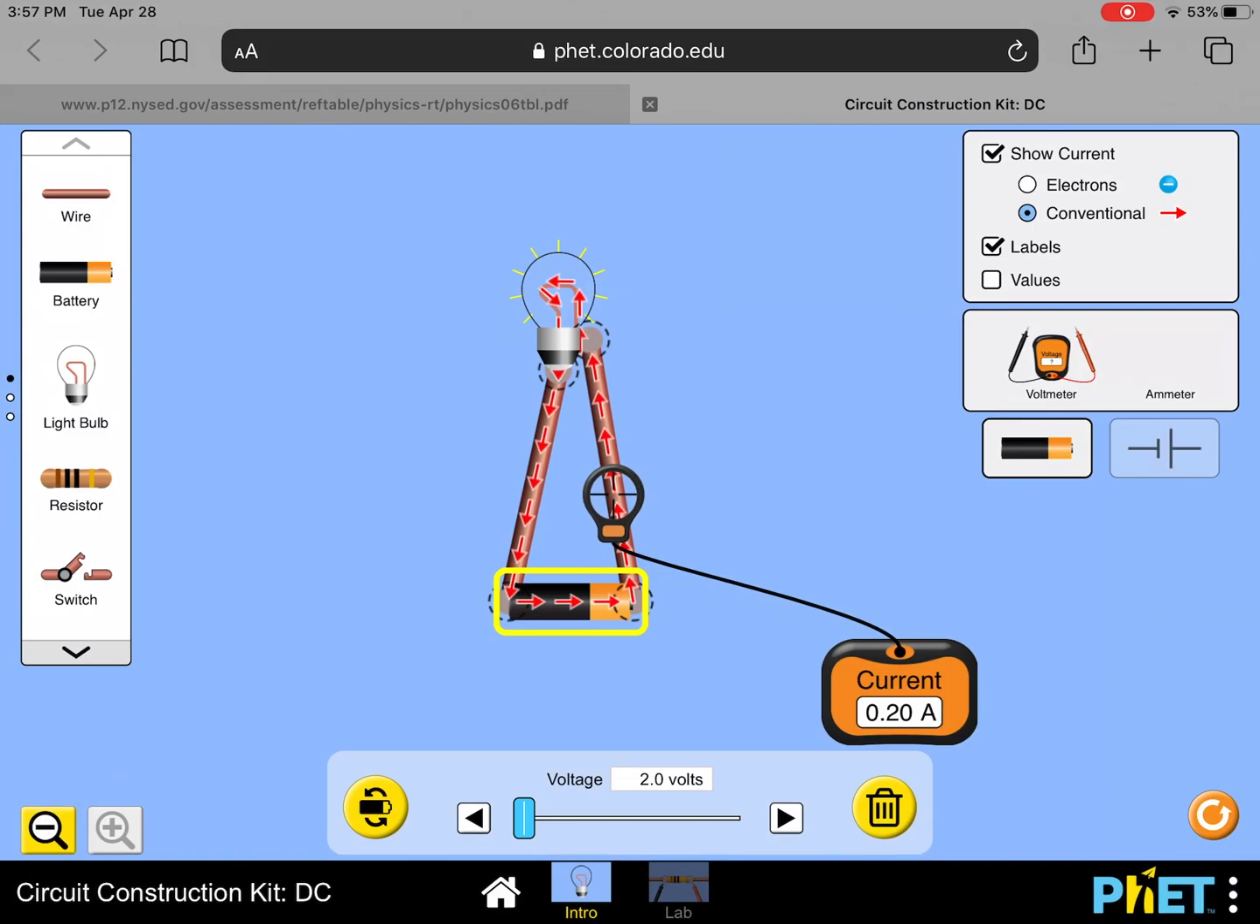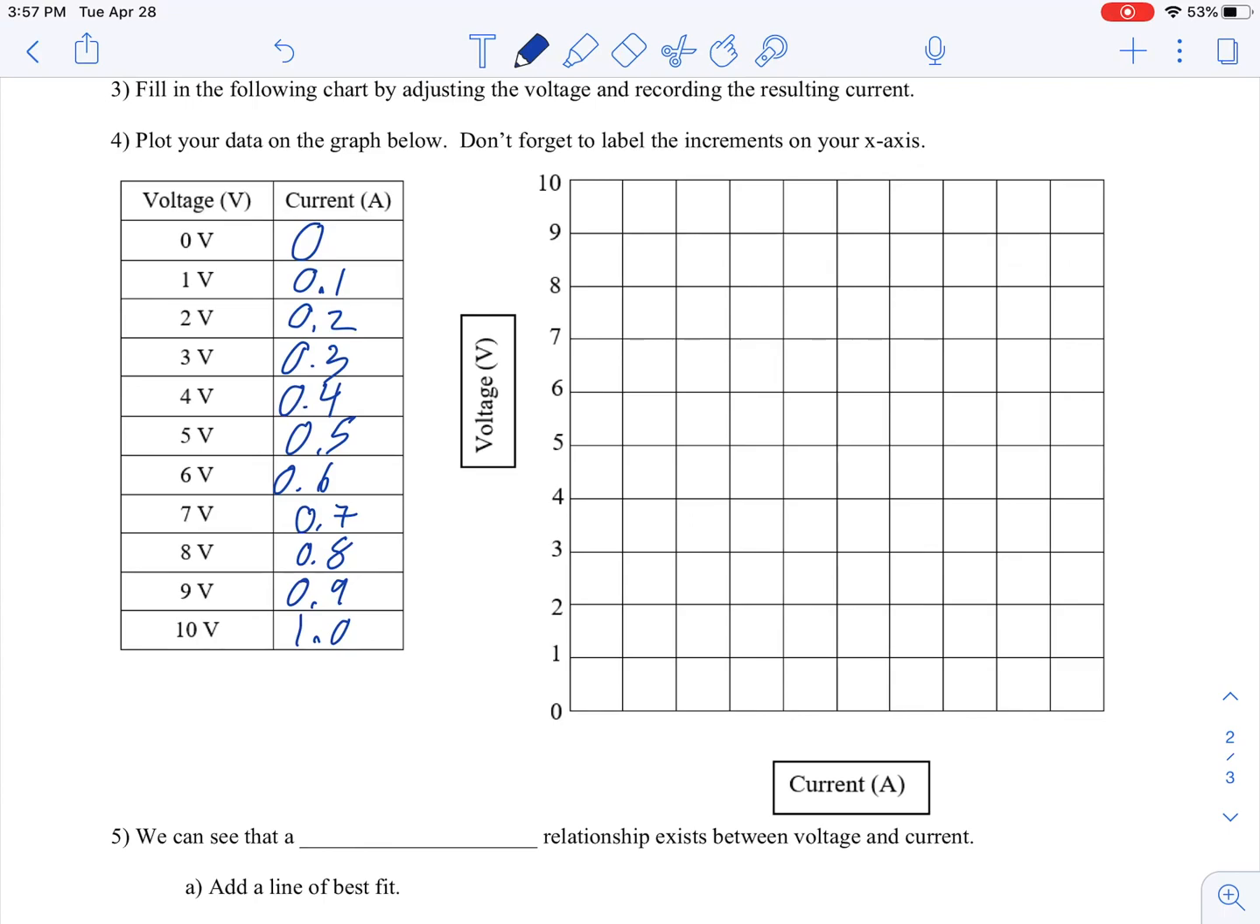Let's look at 10 volts real quick. 10 volts, 1 amp. Yeah, that's right. Now, let's put in our axis. So let's think about how we can fill in our axis for current. Current goes from 0 to 1. So maybe we'll put 1 over here. We'll make this 0, 0.1, 0.2, 0.4, 0.6, 0.8. I skipped every other one just to make it a little easier to see.